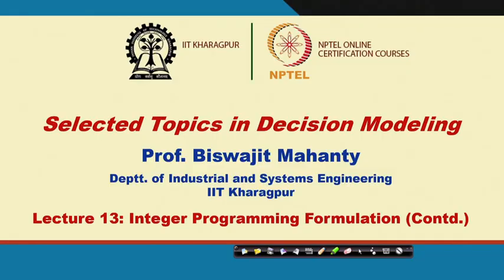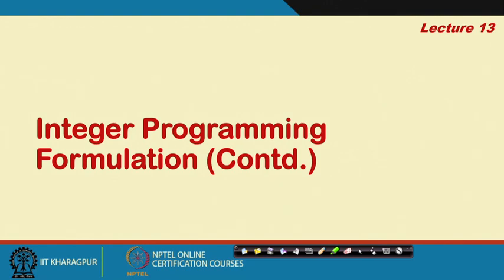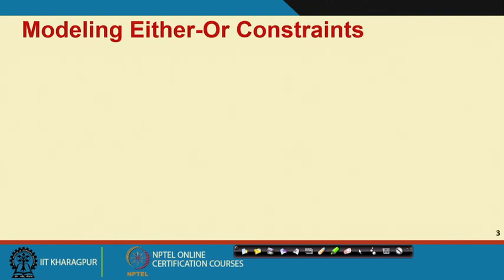In our subject, selected topics in decision modeling, today we shall continue our previous discussion on integer programming formulation. In the previous lecture, we have seen some of the formulation examples, and let us continue from where we were there in our previous lecture. So, the first formulation problem that we shall consider is the modeling of either-or constraints.